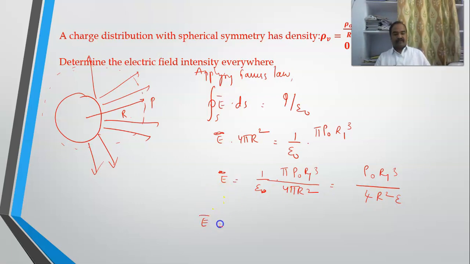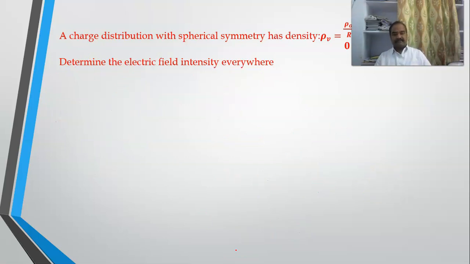If you want to write it as a vector, what must I do? It is 4 epsilon r square times the unit vector in the r direction. So this is the electric field when we are considering a point outside the sphere. Now combining these two, what will I write? For 0 less than r less than r1, what is the region? And for r greater than r1, what will I be getting?